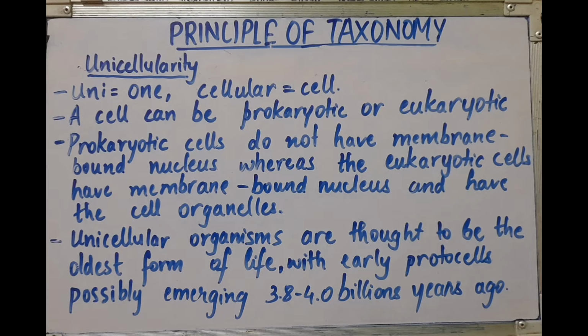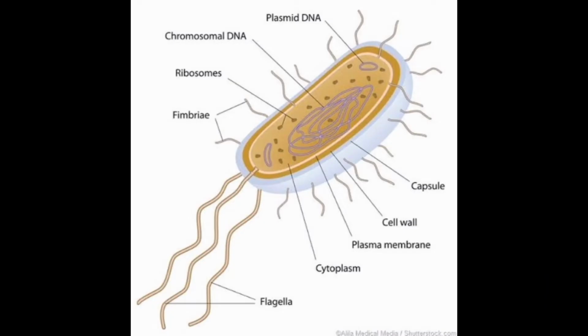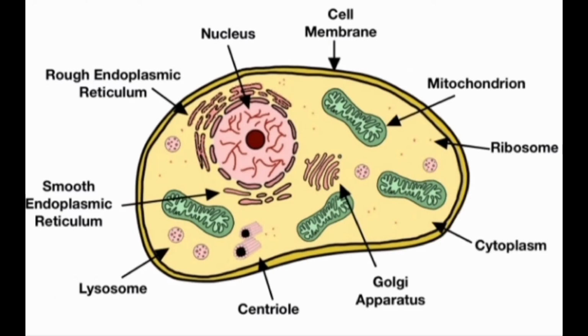So let us talk about unicellularity. The word unicellularity is composed of two words. Uni means one and cellular means cell. These unicellular cells can be prokaryotic or eukaryotic. So what is prokaryotic? Prokaryotic cells do not have a membrane-bound nucleus, and also lack cell organelles like mitochondria, Golgi apparatus, and all these organelles. Whereas the eukaryotic cells have a membrane-bound nucleus and have cell organelles such as mitochondria, Golgi apparatus, endoplasmic reticulum, etc.